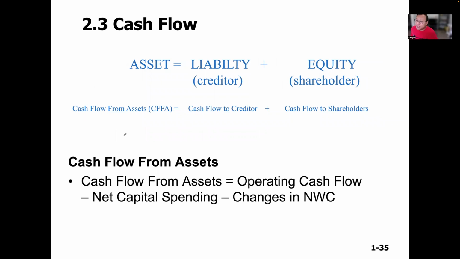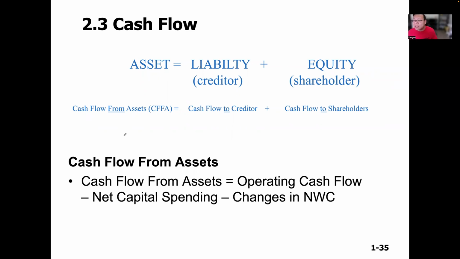Okay, back to this equation: asset equals liability plus equity. What is liability? It is the amount of money you owe to creditors. What is equity? Equity is the cash for the shareholders. So cash flow from asset equals cash flow to creditors plus cash flow to shareholders.